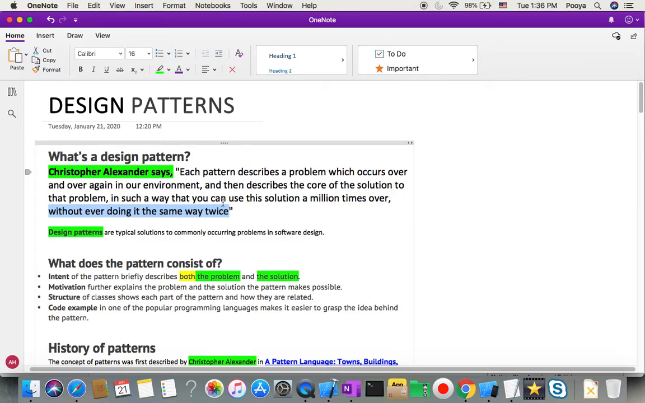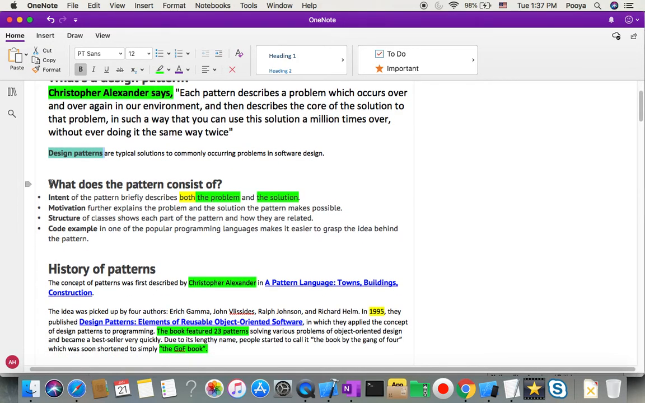In design pattern, as Christopher Alexander said, you may say, who is Christopher? I'll go into the history and talk about Christopher. So design pattern is a typical solution for a commonly occurring problem. So we have a problem, we have a solution for that. This is design pattern.